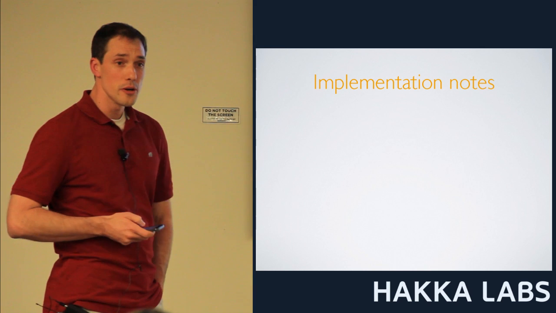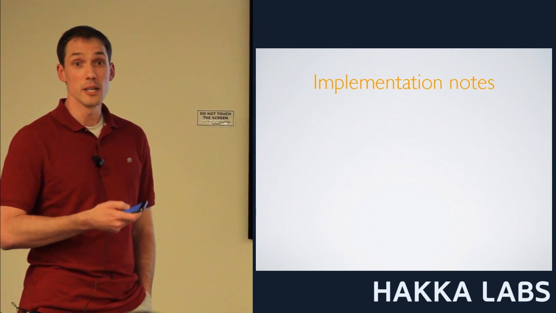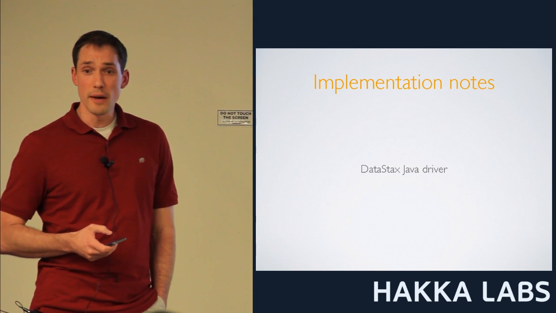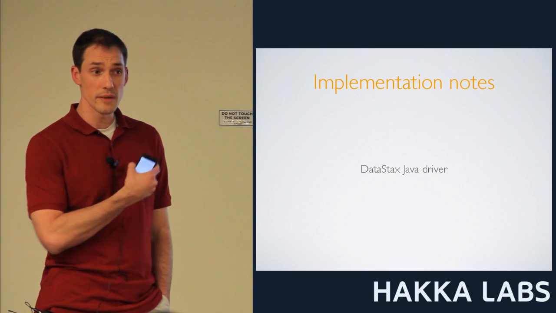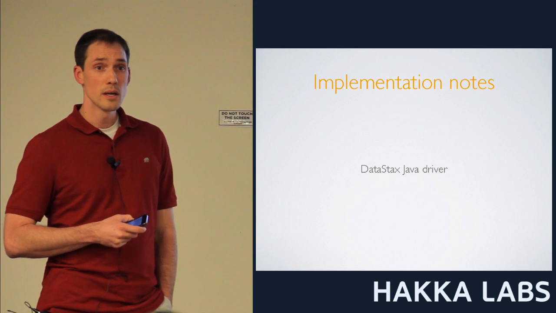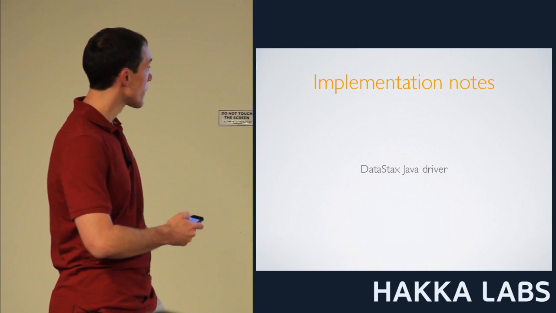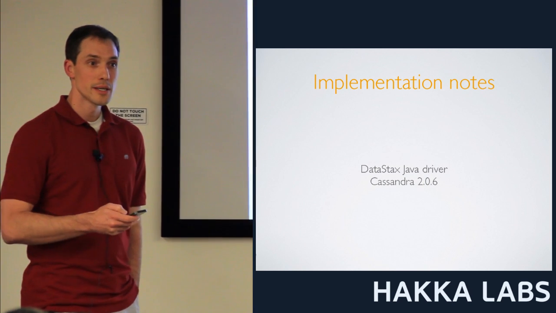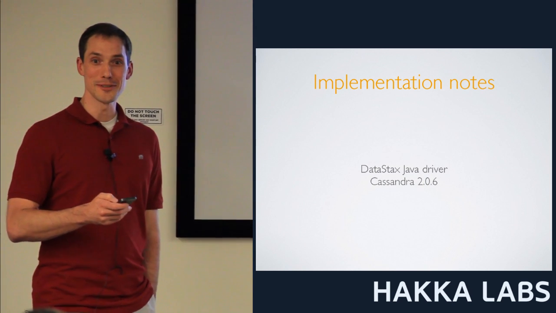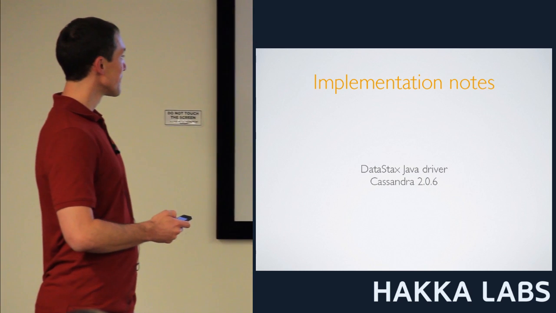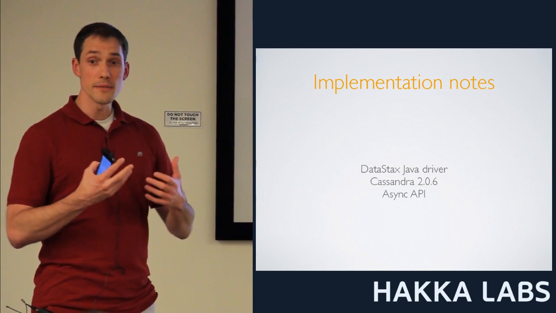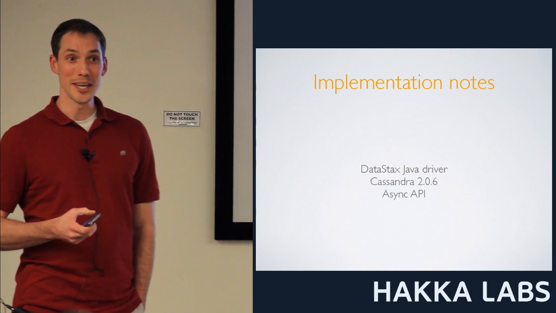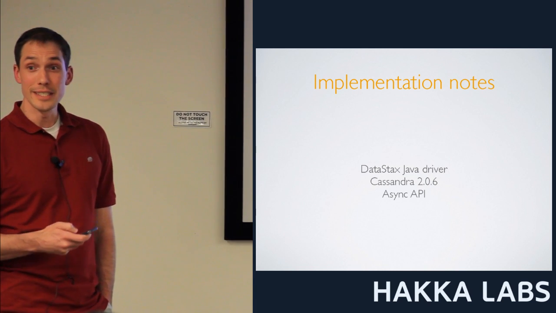So a few implementation notes on how we built the Cassandra version of Kiji. We used the DataStax Java driver, so we did 100% of the implementation with this. We didn't use the Thrift API at all. We built it on top of Cassandra 2.0.6. I think 2.0.7 just came out, so probably upgrade soon. We made pretty extensive use of the async API in the Java driver, which was pretty awesome, and I'll describe why we need that in a minute.